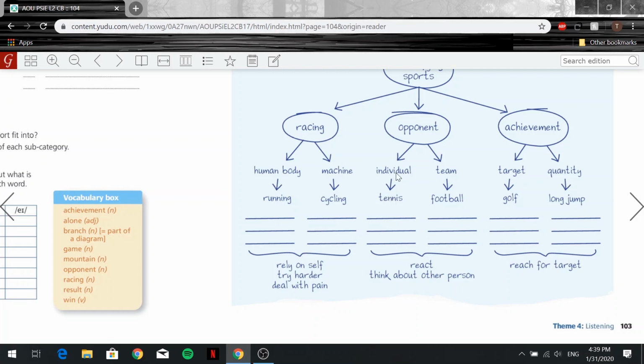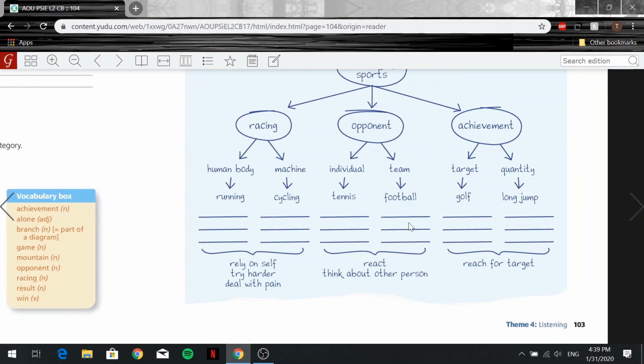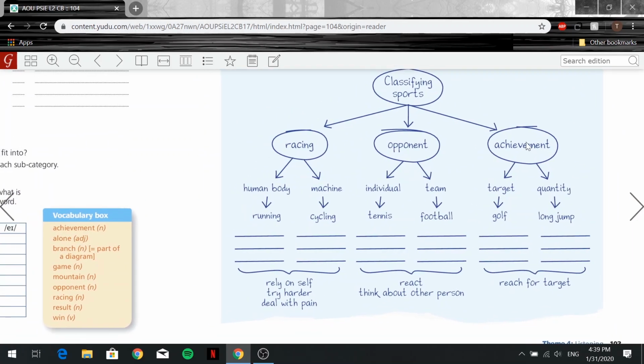Right? So for individual opponents or sports, we could say tennis. We could also say table tennis, you guys remember. We could also say boxing, and maybe something like judo. Okay, all of these are opponent sports for an individual. What about team? Okay, teams, there are a lot of team sports. So you have football, we could also say basketball, we could also say volleyball, and we can even say baseball. Okay? And finally, we have achievement sports.